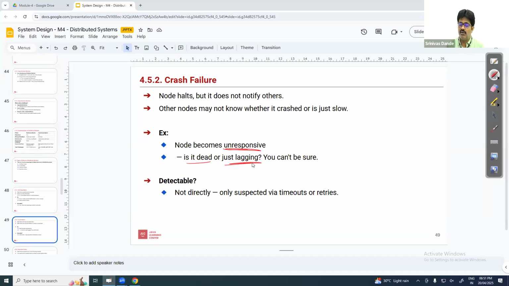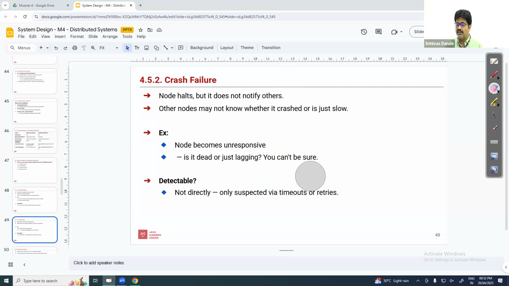Is it detectable? Yes, but not directly. It can only be suspected via timeouts and retries. In one ping, we can't decide that. So you retry multiple times, sending a message again, with no reply, no reply, no reply. It is detectable, not immediately, but it takes a few tries to identify whether it is responding or not. This can also be handled, no problem.